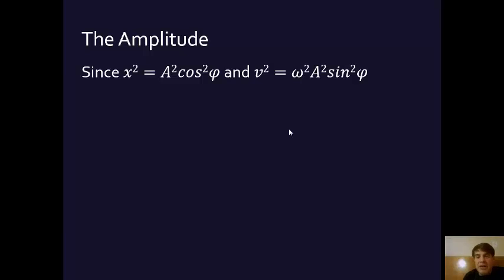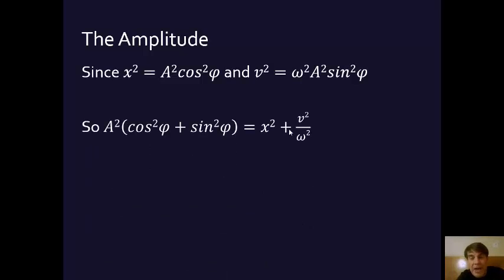And we know that v is negative omega A sine of phi, right? So if we square it, v squared equals omega squared, amplitude squared, sine squared of phi. Now, if we add these both together, then, doing a little algebra, we end up with the amplitude squared times the cosine squared phi plus the sine squared of phi is going to equal x squared plus v squared over omega squared.